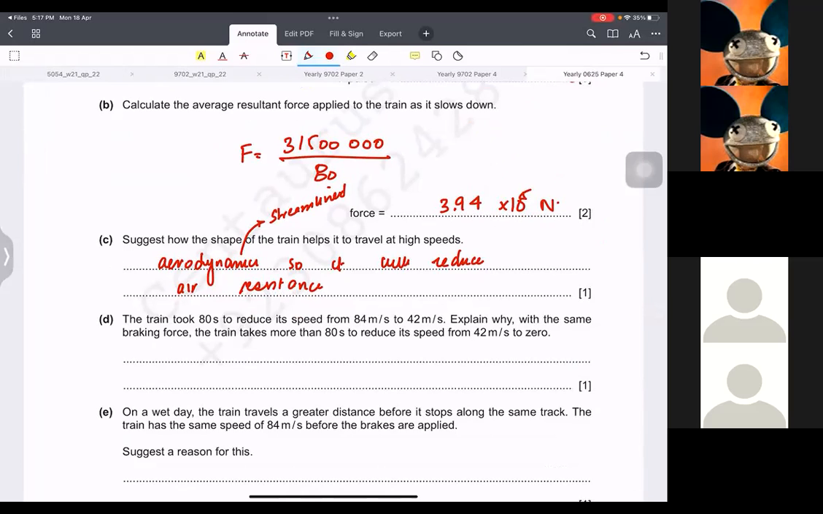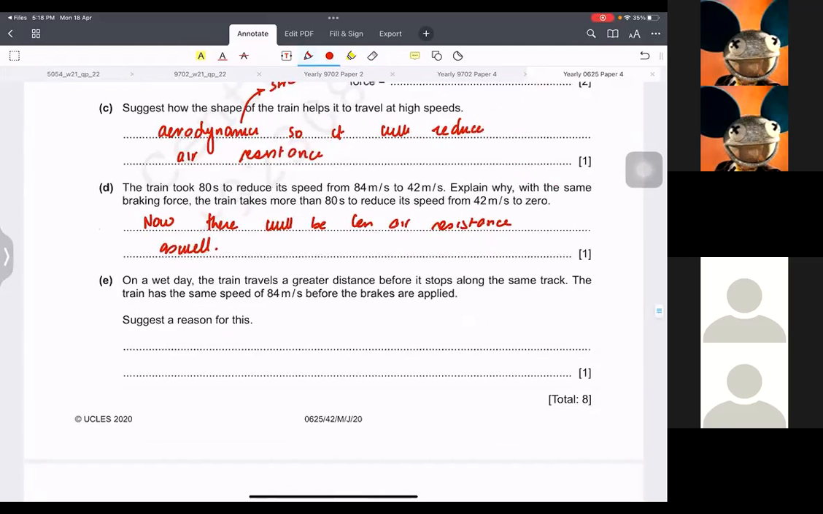Okay, the train took 80 seconds to reduce speed. Explain why, with the same braking force, the train takes more than 80 seconds to reduce to zero. Because now there will be less air resistance as well. First, air resistance also helps, right? But as the speed slows down, it does. On a wet day, the train travels.